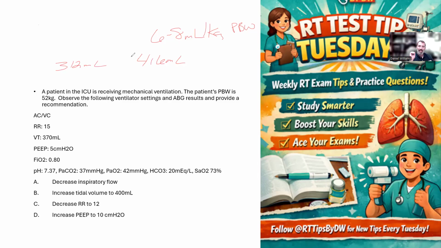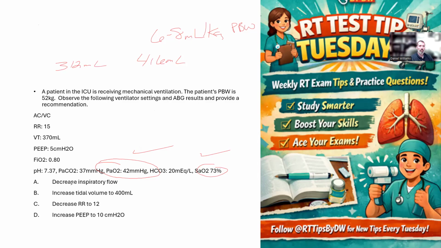So the glaring issue that we have right now is that the PaO2 is 42 millimeters of mercury, and we do have a SaO2 of 73%, which is lower than what we would like as well. So it's asked me to make a recommendation. I'm going to go through the answer choices and see which one of these is going to help me to address the oxygenation issue that I have.